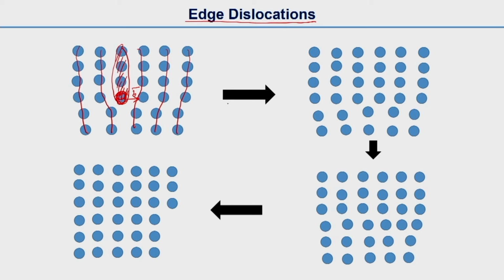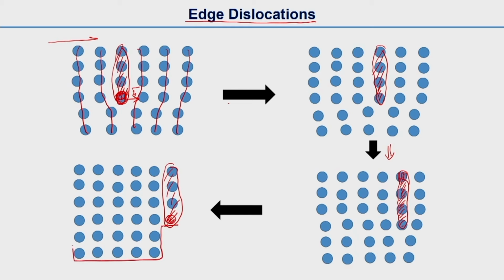If after some time you are shearing the material, exerting some shear force, the extra half plane will shift one atomic distance towards the right. Similarly, if you are exerting more shearing force, the extra half plane will go more towards the right, and at last it will be out of this crystal. Now there will be a step formation.